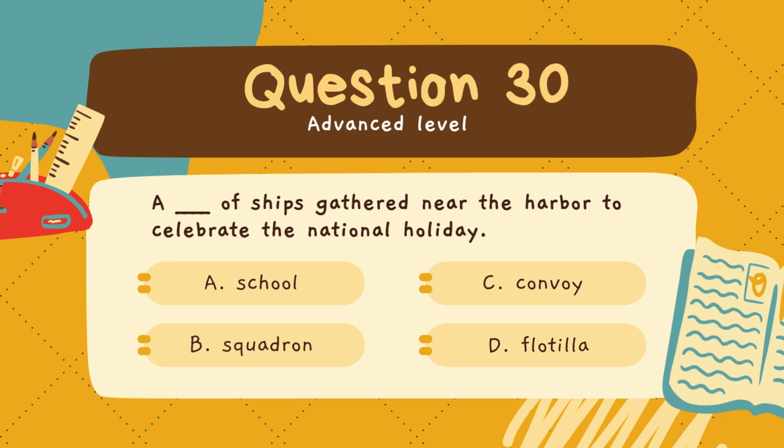Question 30. A of ships gathered near the harbor to celebrate the national holiday. A. School. B. Squadron. C. Convoy. D. Flotilla.